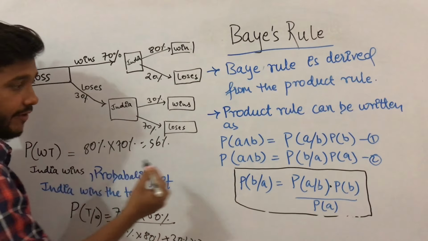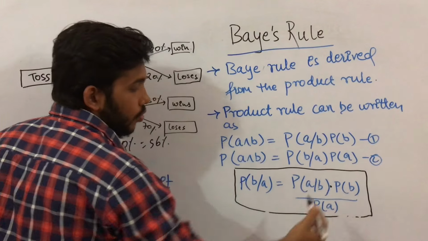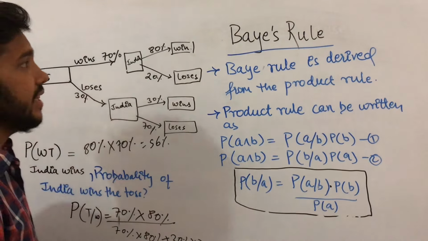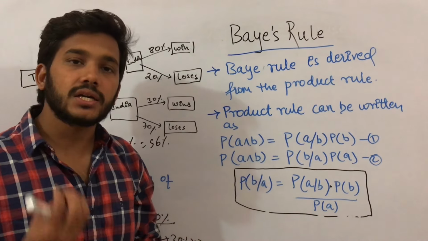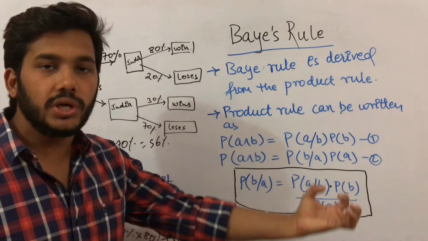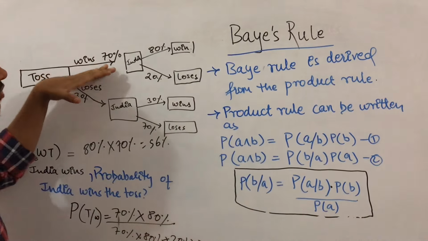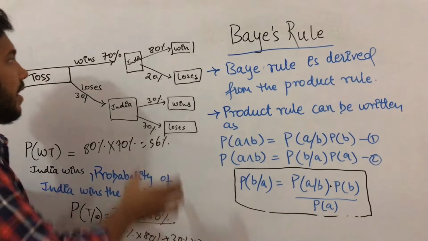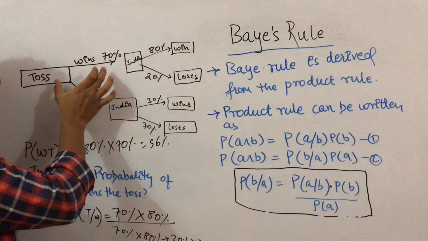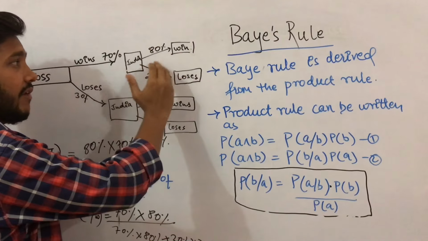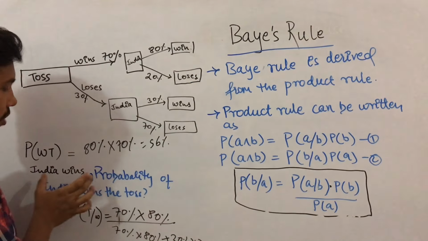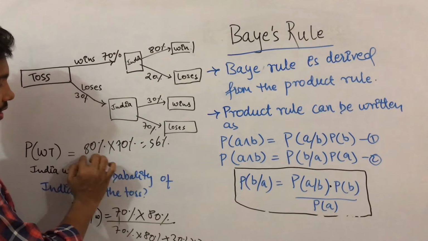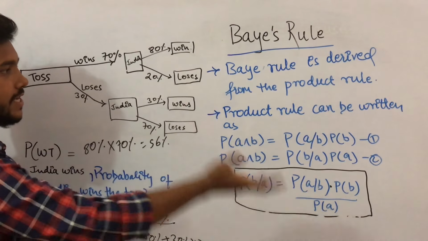So we have derived this from Bayes rule. Bayes rule is used when there is a conditional probability, when one particular event has occurred, that India has won the toss. Now what is the probability that India will win the match? The probability that India has won the toss is 70% and the probability that India will win the match is 80%. So the probability that India wins the match when India won the toss is 80 into 70, that is 56%.